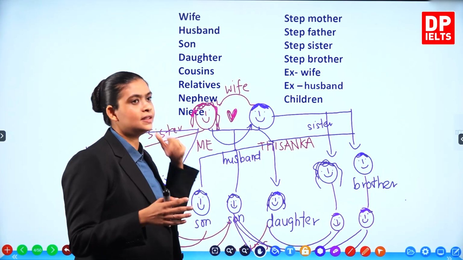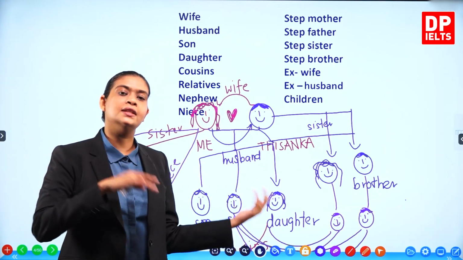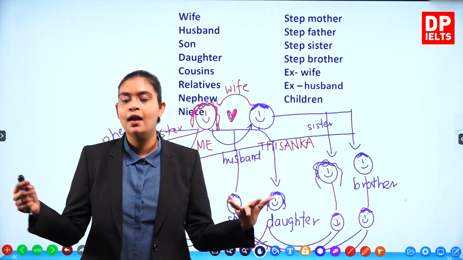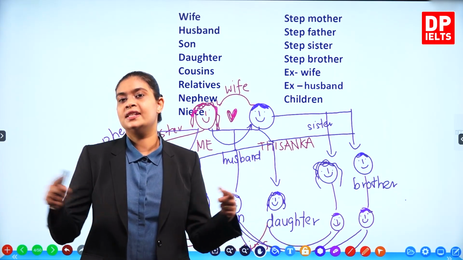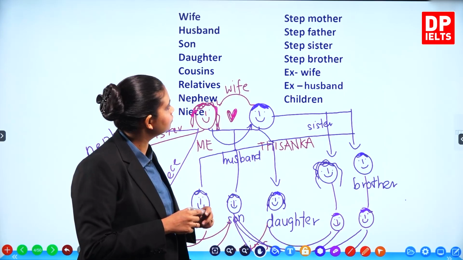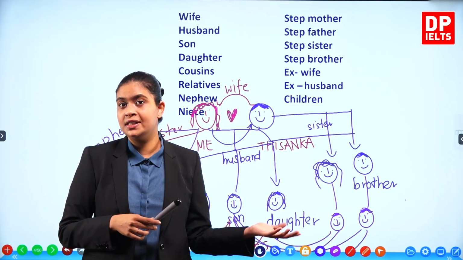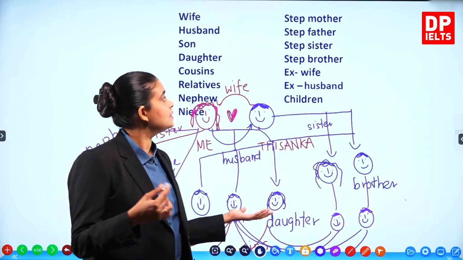So stepsisters are also like that. If I get married to someone else, okay, say Tisanka dies, I get married to, I don't know, say Peter, okay, and from Peter, again, I have a son and daughter, then they are stepsisters and stepbrothers, okay? Or even say I get married to Peter and then Peter has different kids, right? So stepsister, stepbrother.